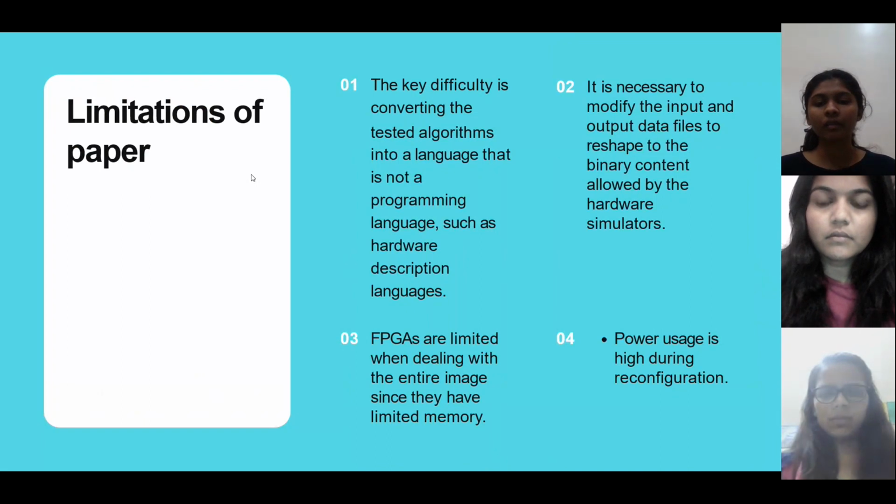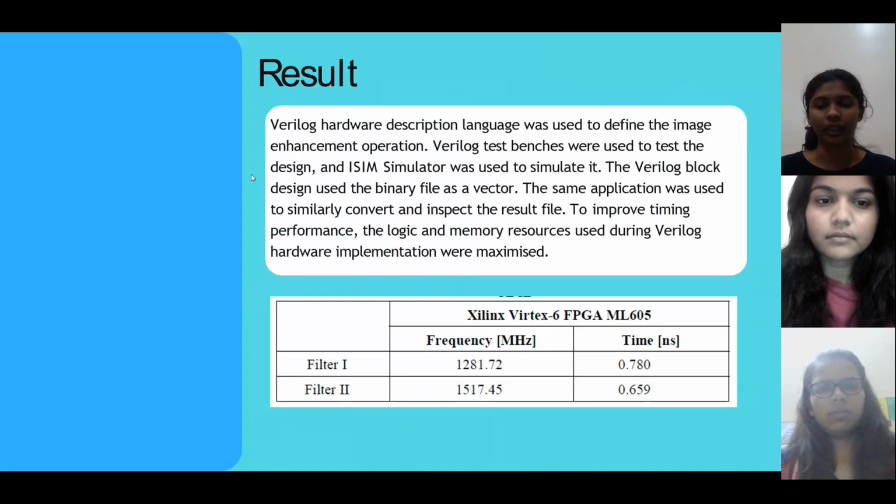The third point is that FPGAs are limited when dealing with entire images since they have limited memory. And the fourth point is that power usage is high during reconfiguration. The next point will be continued by Shruti Divte.